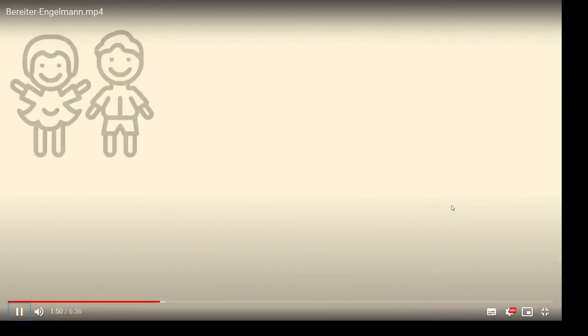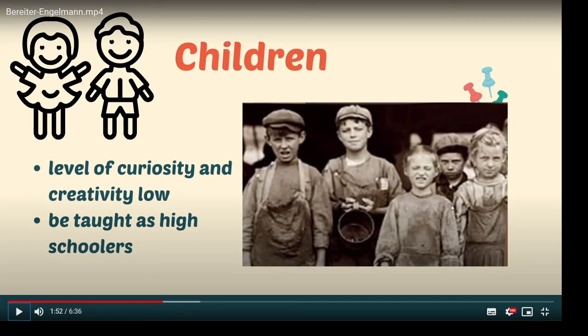And also, the children's level of curiosity and creativity is low, and they should be taught as high schoolers. So according to cultural deprivation theorists, they argue that most of us begin to acquire the basic values, attitudes, and skills that are needed for educational success through primary socialization in the family. So, learning the language always starts at home, according to them. And many working class homes lack the books, educational toys, and activities that would stimulate a child's intellectual development. Thus, children from such homes start school without having developed the intellectual skills needed to progress.